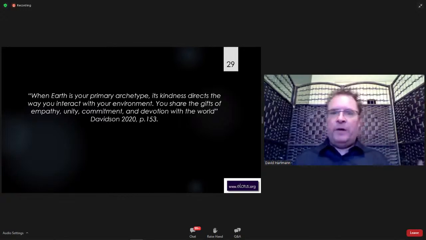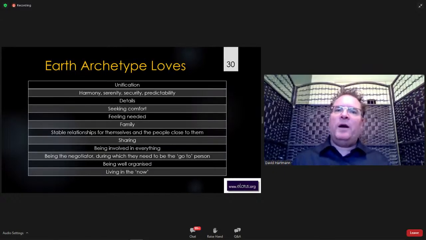In terms of the 5 element archetypes, as I stated, the earth archetypes are more likely to be an empath than any of the other archetypes. What do earth archetypes love? They love unification, harmony, serenity, security. Predictability is good. Can get a bit boring, but predictability is reliable for them, and they like that reliability as well. They're good with details. They love comfort.